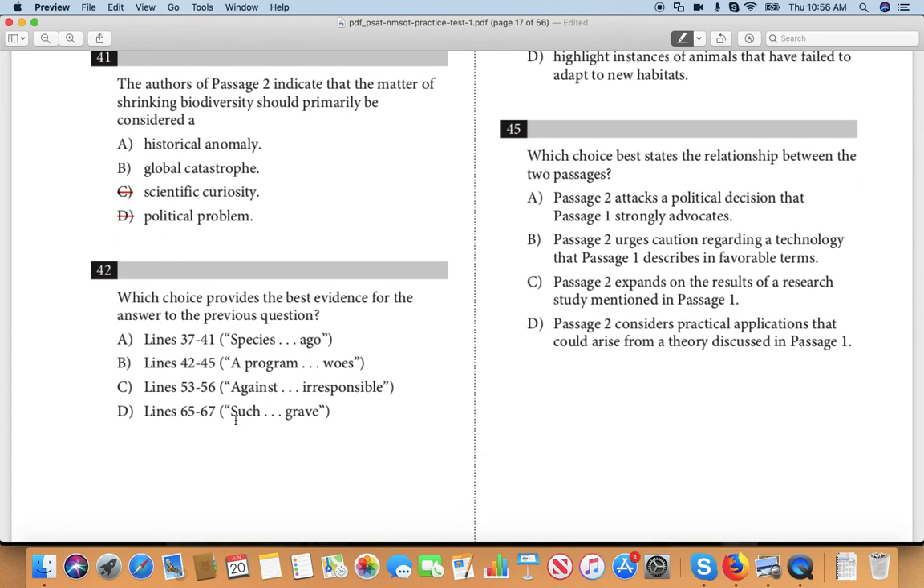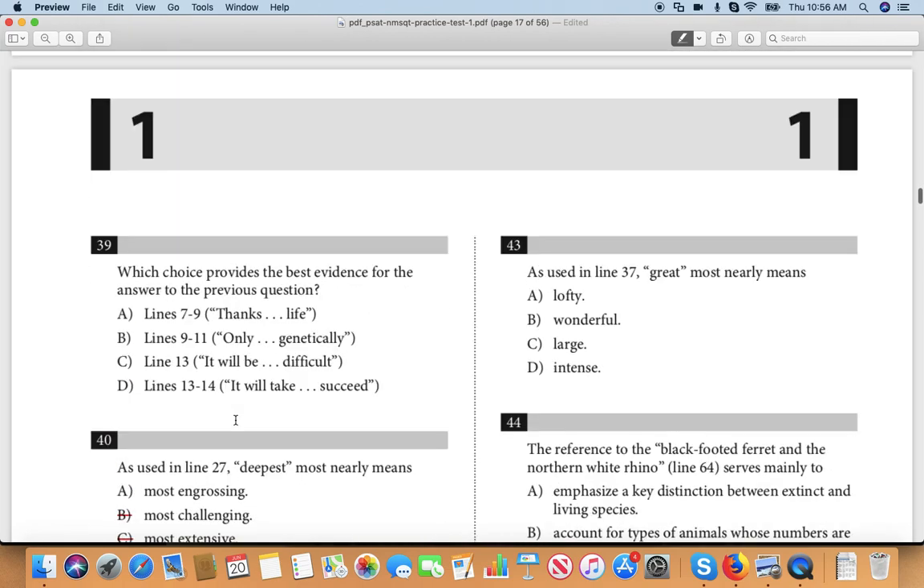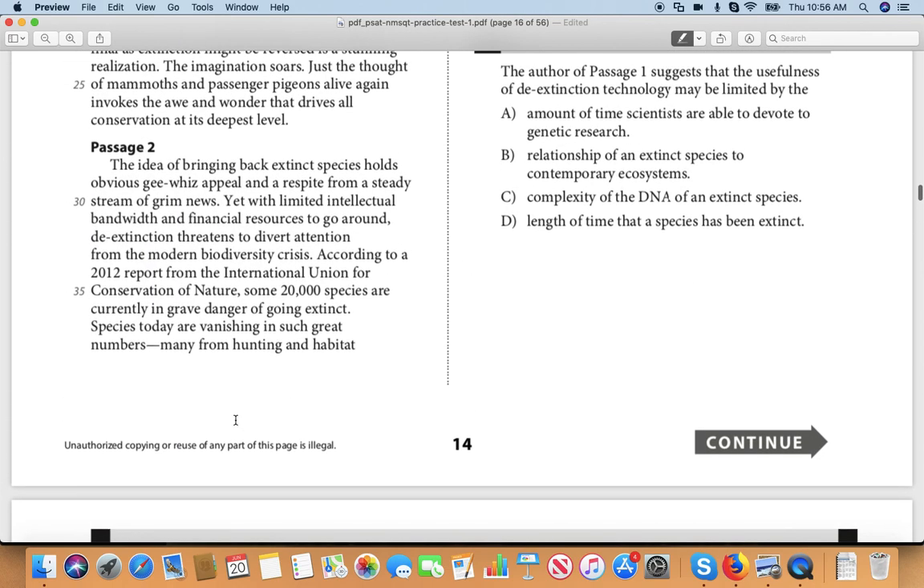Now, hold on. Let's look at question 42. What choice provides the best evidence for the answer to the previous question? I'm going to make you answer this one, too. What answer choice is it? It's probably A or B. Well, let's read A, 37 through 41.